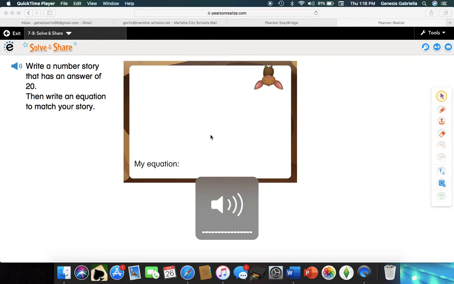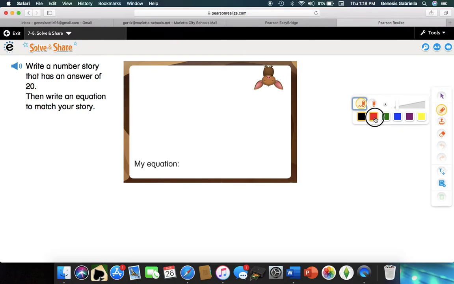Hi friends! So today we're doing our last lesson of topic 7. We're doing 7-8. In this lesson we're going to be talking about number stories and just what that is. And of course we're going to start with our solve and share today. It says here to write a number story that has an answer of 20. Then write an equation to match your story.